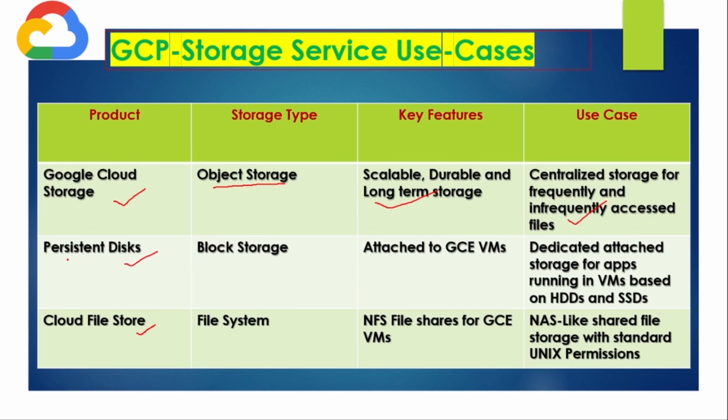And the persistent disk is a block storage system where you attach GCE and GKE VMs. It is used where there is a requirement of dedicated storage for a particular kind of VM, based on HDDs and SSDs. And file storage is basically a file system storage type, wherever there is a requirement of NAS-like shared file storage with standard Unix permissions. In scenarios where a legacy application has to be migrated to cloud, your file storage will be very helpful.